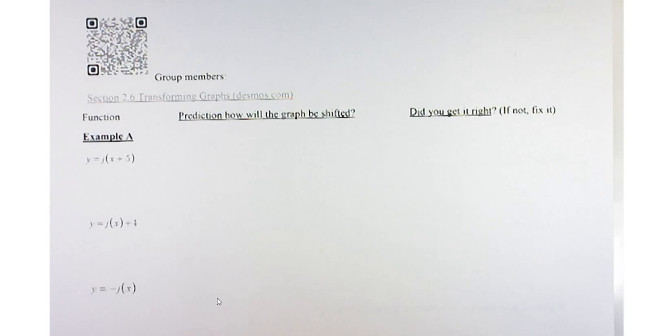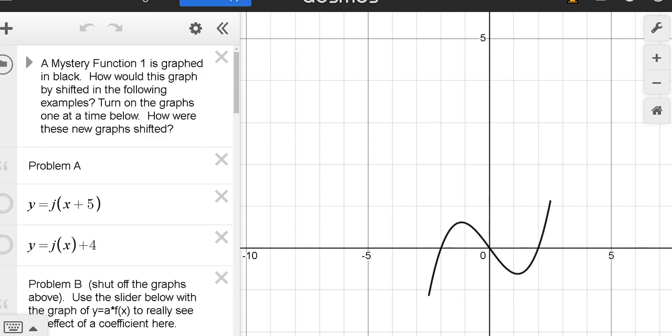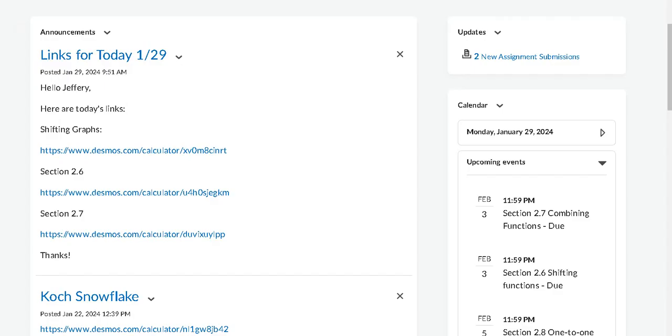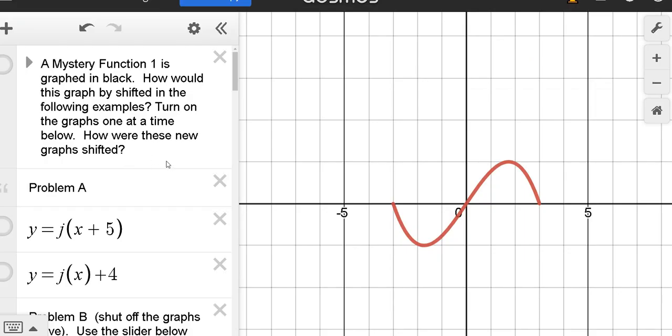Section 2.6 is to understand shifting of functions. Basically, I can give you graphs of any shape, it doesn't really matter what, and then you can predict how a function is going to look when it's been shifted.